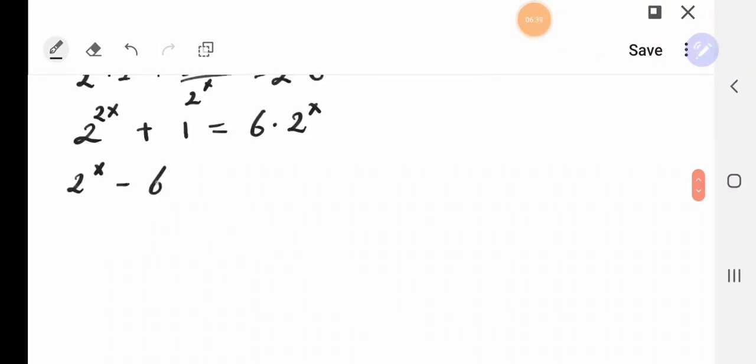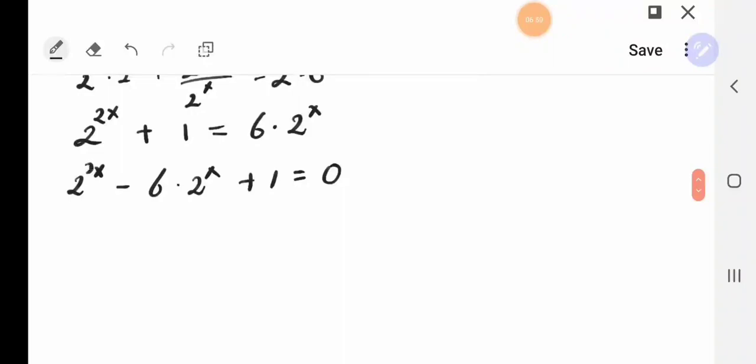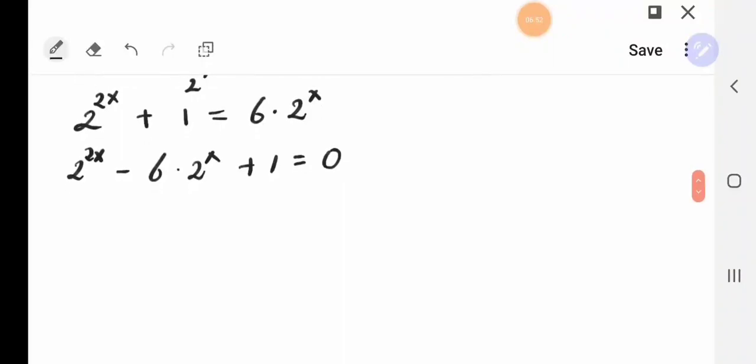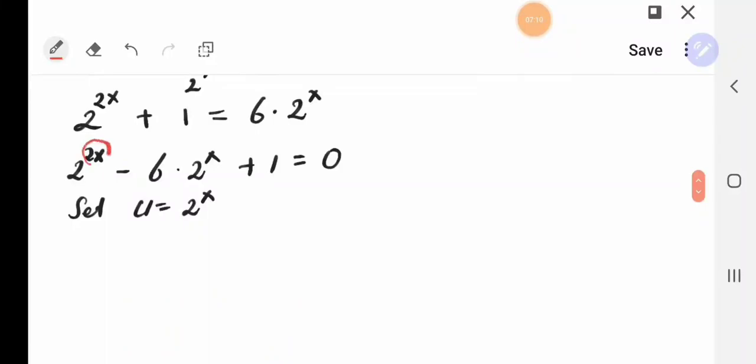2 to the 2x minus 6 times 2 to the x plus 1 is equal to 0. Okay, we have an equation that is equal to 0. This exponent is 2, and this equation is a square form. Look at this: if the exponent of the first term is twice the exponent of the second term, then we can set 2 to the x equal to u.